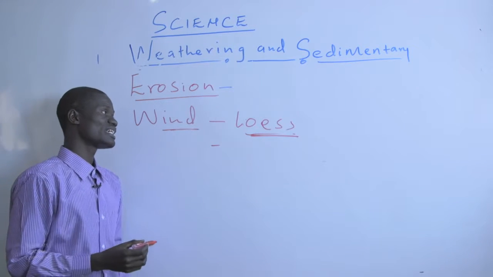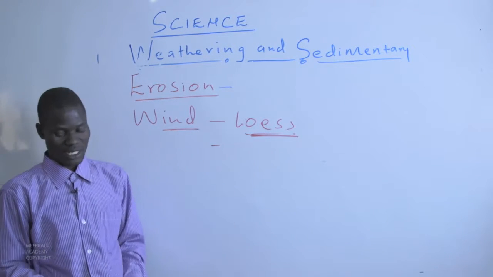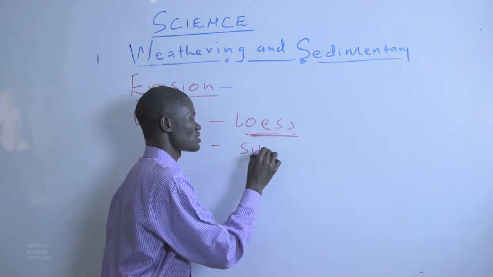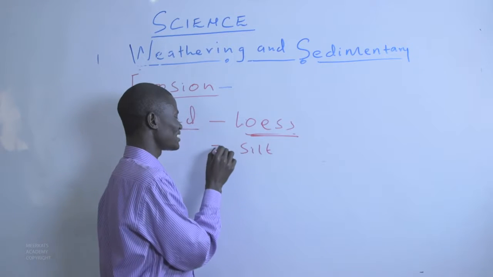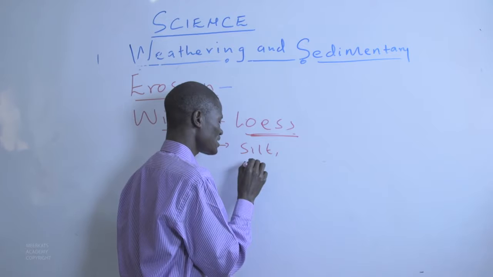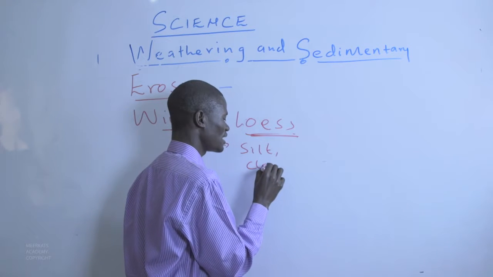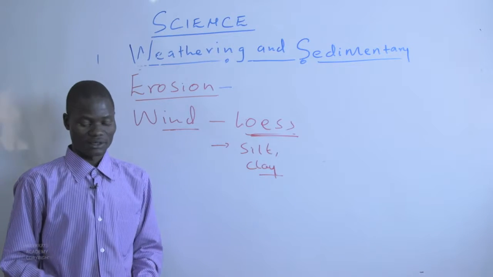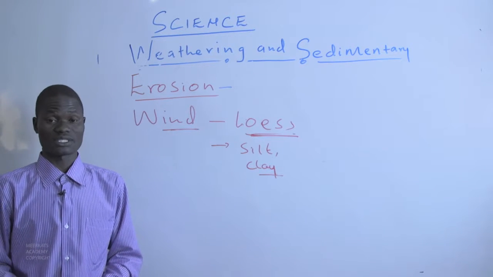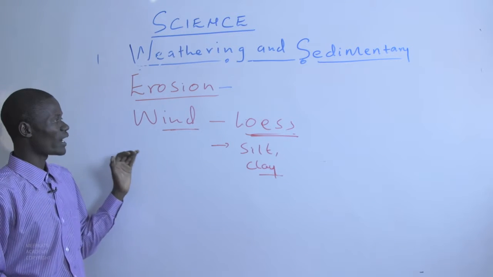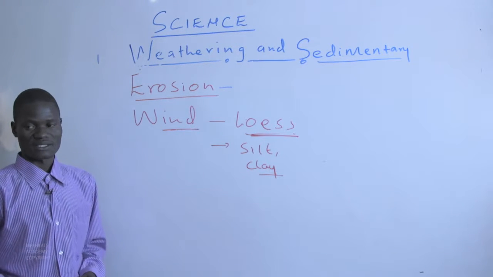Some of these sediments that are referred to as loess may also be in the process of forming what you call silt, and that is where silt and clay formation occurs. Now the soil will be formed in the long run. That is much more about erosion working with the agent of wind.